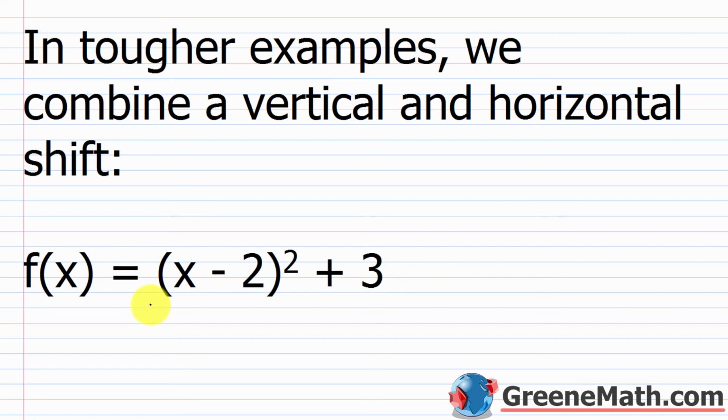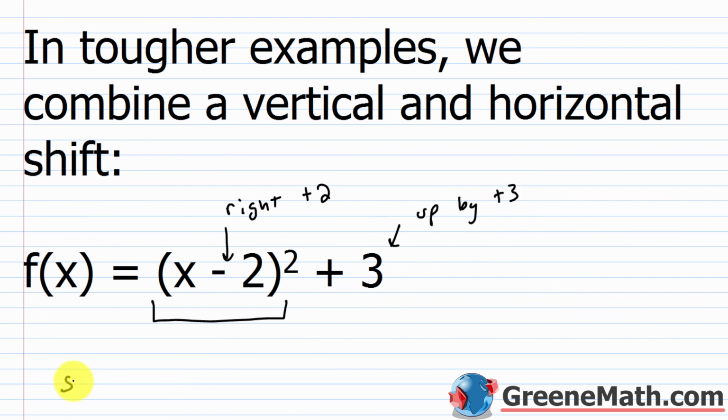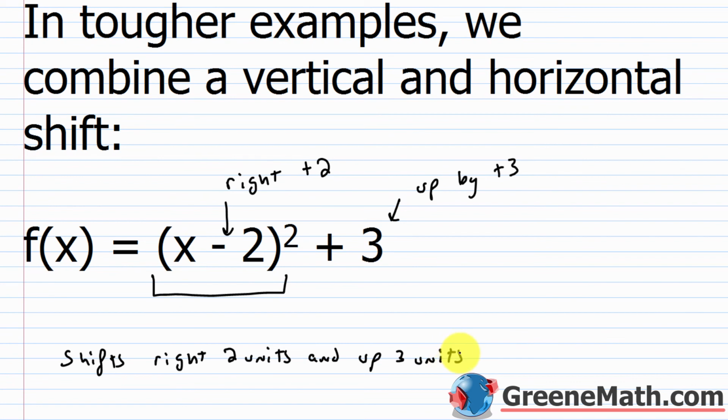So if I think about the horizontal shift, I just look at this and I say, okay, I have a negative 2 there, a minus 2. I know that corresponds to a shift to the right. So a shift to the right by 2 units. Then this plus 3 here is a shift up by 3 units. So this guy shifts right 2 units and up 3 units. Okay, pretty easy overall.